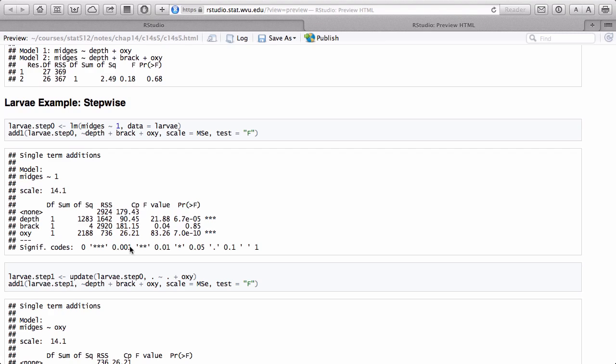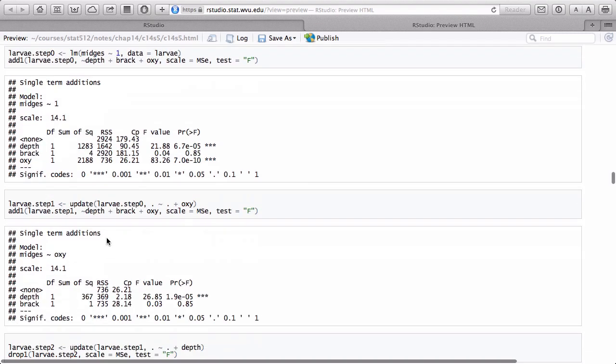So what I'm going to do next is update the step 0 model to step 1 by adding oxygen to it. So I have tilde dot tilde. That means tilde dot tilde is really the model that only fits the intercept. And I'm going to add oxygen to it, and I'm going to call that the step 1 model.